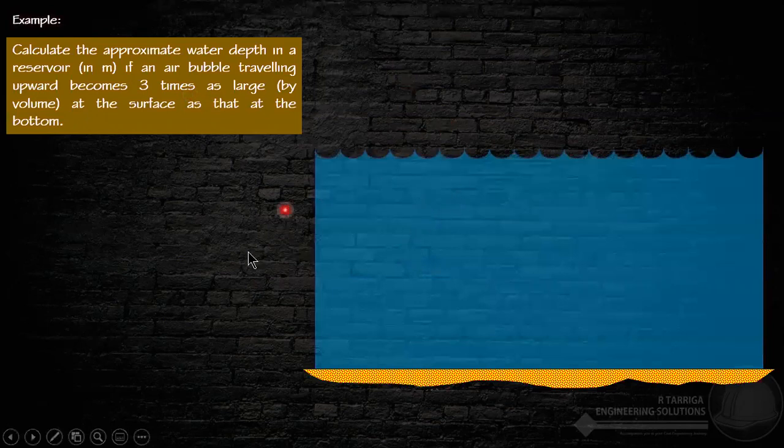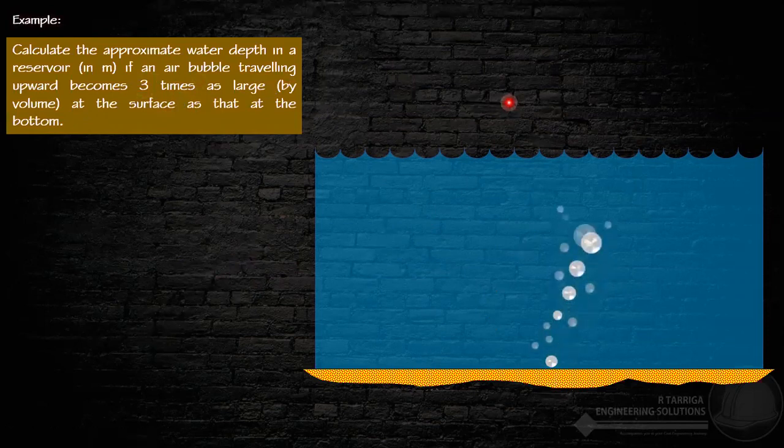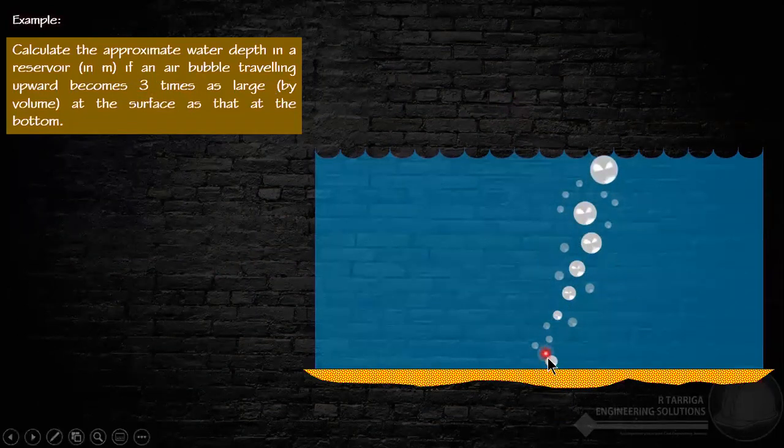So suppose this is a reservoir, imagine. And there is a bubble that, from the bottom until the surface, grows by 3 times as large. So, let's see. Okay, so those are the bubbles. From here, this is the original bubble. There, it became 3 times larger at the surface.